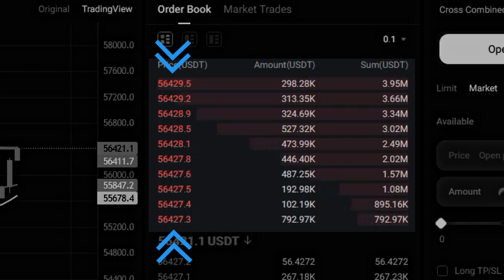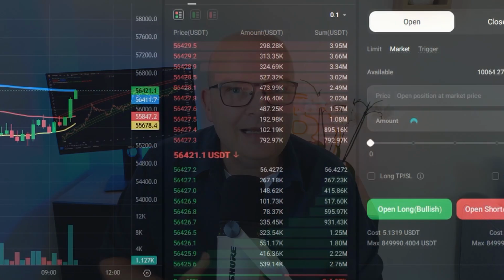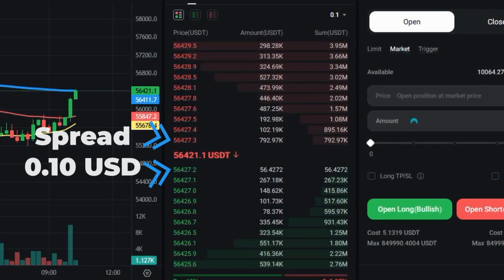from $56,427.3 to $56,429.5. $3,950,000 in this case. Quite an amount of money to move the price by just $2.30, right? The difference between the best buy limit and sell limit is, by the way, the so-called spread, which in our example here is at 0.1 US dollars.